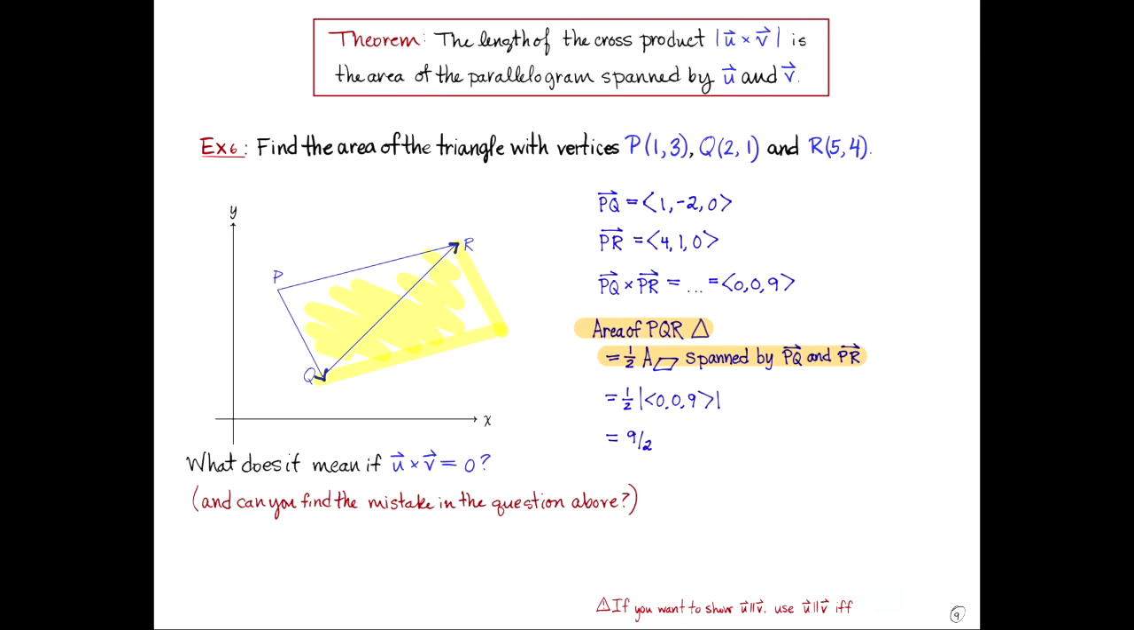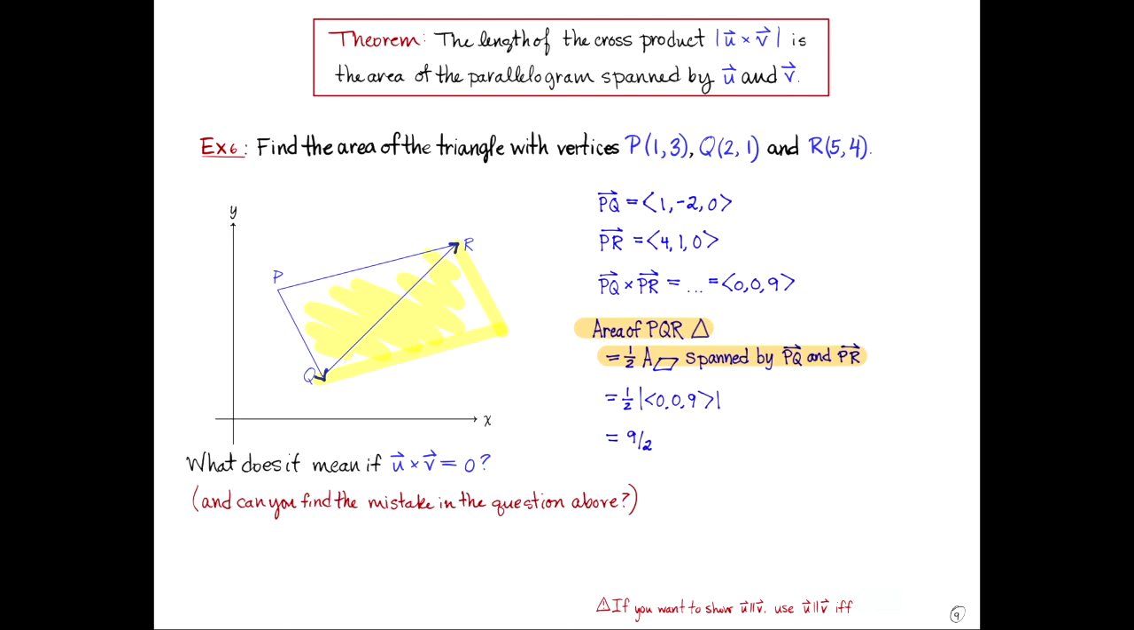Finding the cross product between PQ and PR gives us the vector 0, 0, 9. The magnitude of this vector is the square root of 0 squared plus 0 squared plus 9 squared, which is just 9. 1/2 times 9 gives us 9/2. So the area of this triangle formed by the points PQR is 9/2.